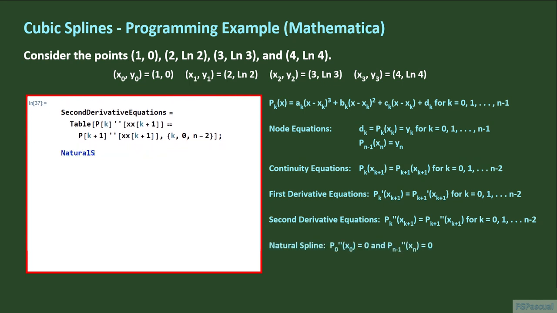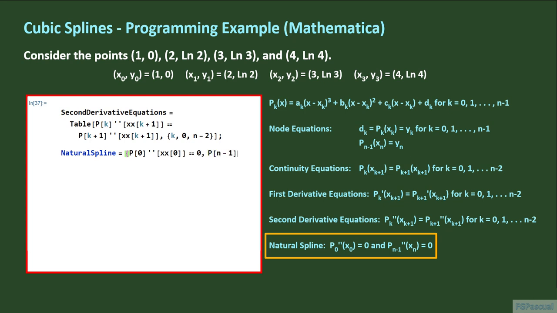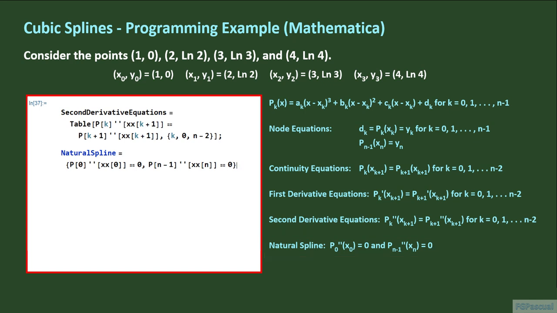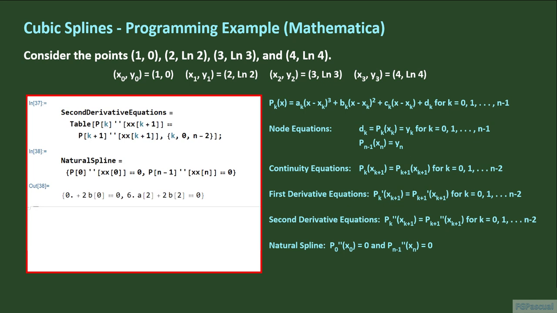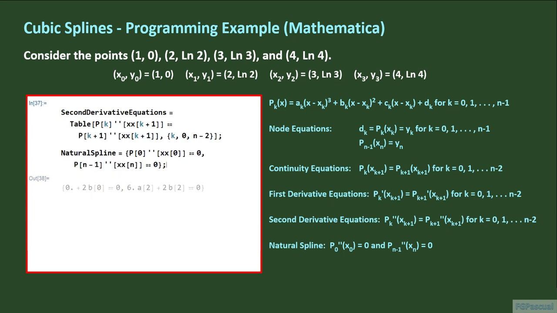The first type of spline that we're supposed to look for is a natural spline. We write down the equations for the natural spline, and these are simply p sub 0 double prime of x sub 0 equals 0, and also p sub n minus 1 double prime of x sub n equals 0. And don't forget, we have to use double equals here. We evaluate this line of code, and put a semicolon at the end to suppress the output.